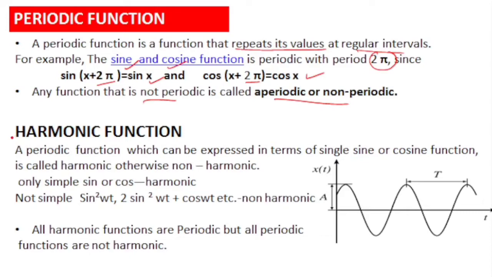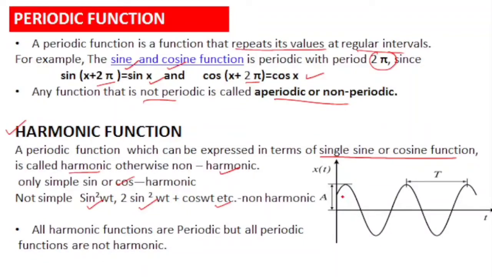Now next, harmonic function. What do you mean by harmonic function? A function which can be expressed in terms of a single sine or cosine function is called a harmonic function. These harmonic functions are periodic functions which can be expressed in terms of a single sine or cosine function, and others are non-harmonic. For example, only sine and cosine means harmonic function, and if it is represented by sin square omega t, 2 sin square omega t, these are non-harmonic functions.